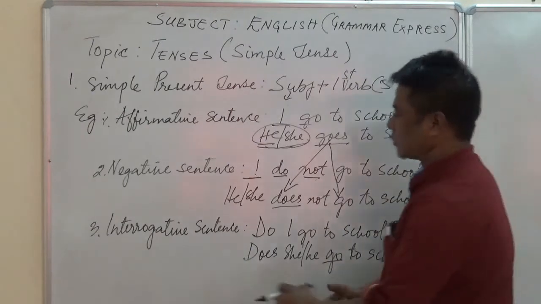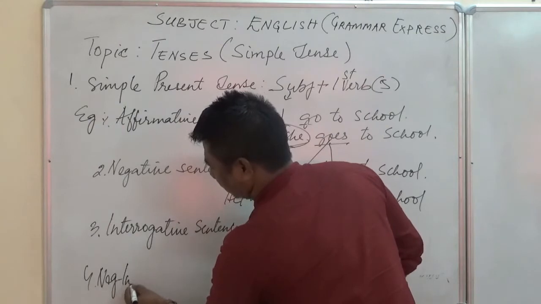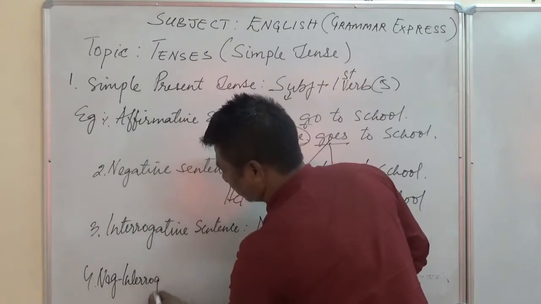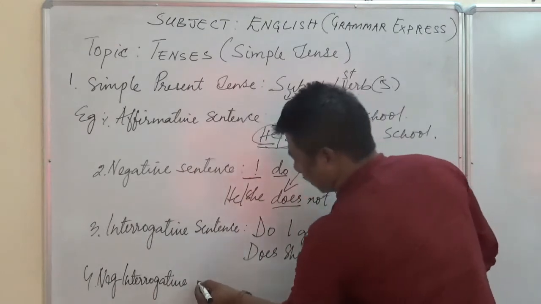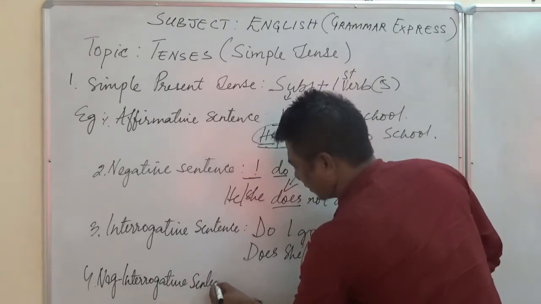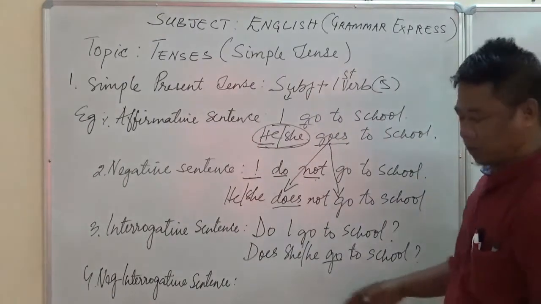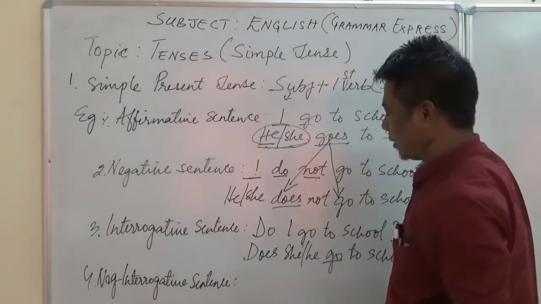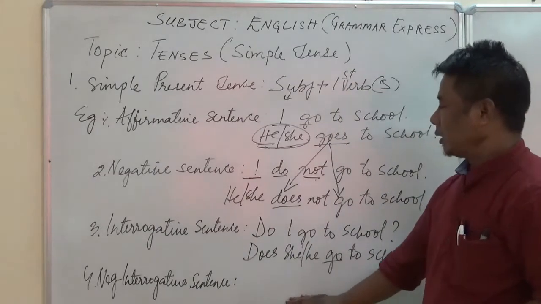Okay, going to the next one, number four, negative interrogative. Now, negative interrogative sentence. Now here, what does this negative interrogative sentence mean?